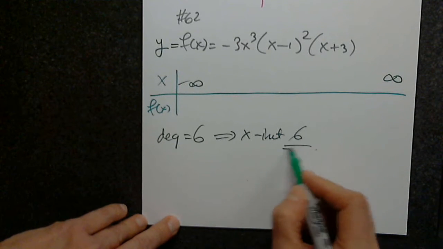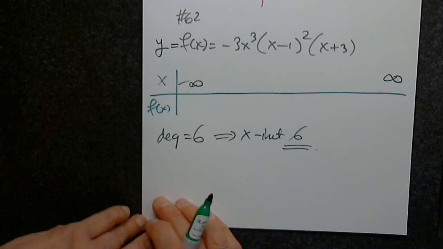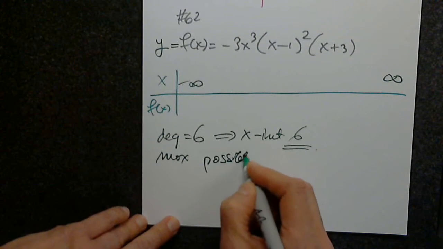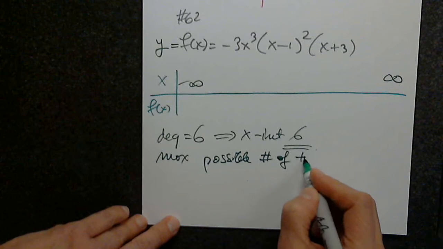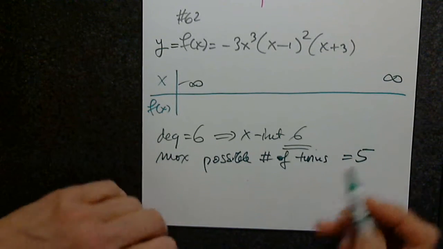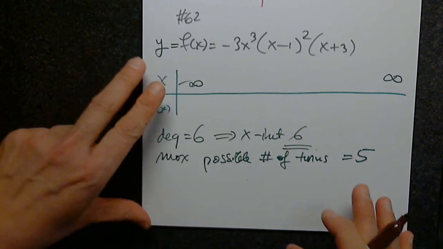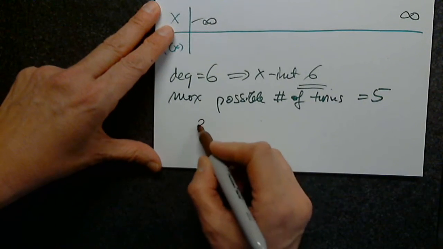Indeed. 6 x-intercepts. Max possible number of turns: maximum 5. It doesn't have to have 5, but it cannot have more than 5. Very good. Degree minus 1, that's the law. Very good. So now the x-intercepts.